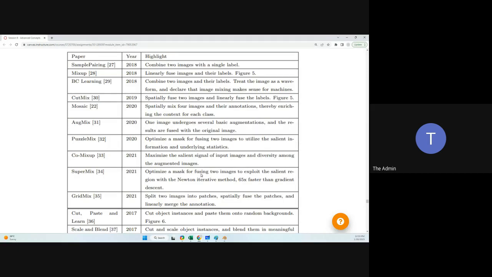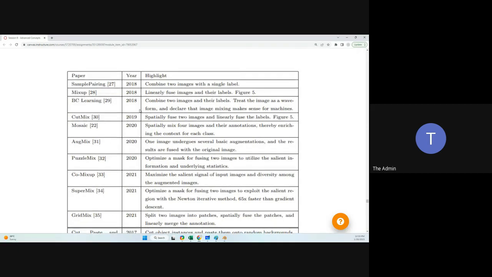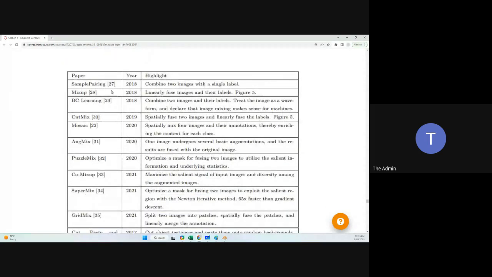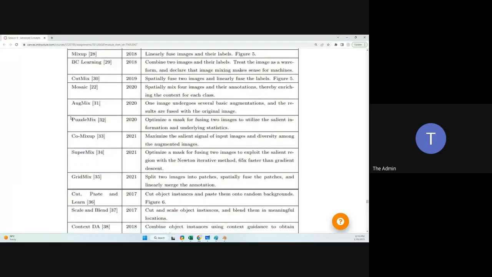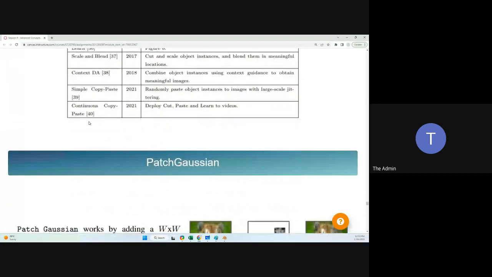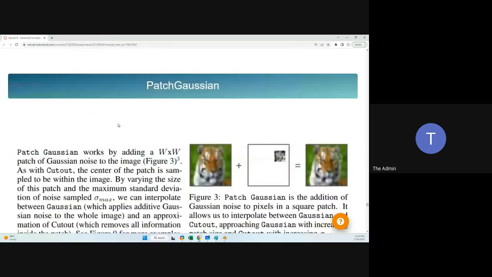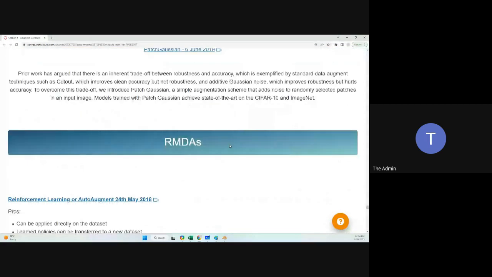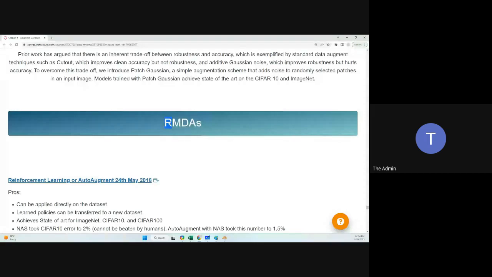Right now, these are the image augmentation strategies which have come in. What we saw here was till 2018 November, and after that we have sample pairing, mix-up, BC learning, cut mix, mosaic, aug mix, and so on. But the only one people end up using is cutout. Now something interesting came in, patch Gaussian. In patch Gaussian, we do cutout kind of stuff, but we don't cut out. In that cutout region, we just add some random noise, a Gaussian noise in that particular part. I was hoping this would take over the cutout part, but it has not done that. People are still using cutout. Then we have RMDS. RMDS stands for Rich Man's Data Augmentation Strategy.